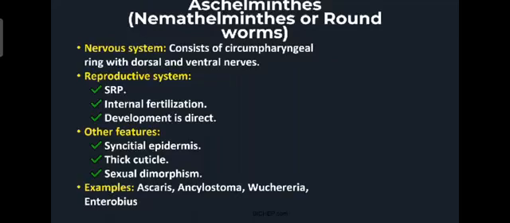Then the important one, reproductive system. The reproduction is sexual. Fertilization is internal, and development is direct here. No larval form is there. Development is direct. Directly from the embryo, the adult is developed. No larval stage is there in between. So it is called direct development. Clear?